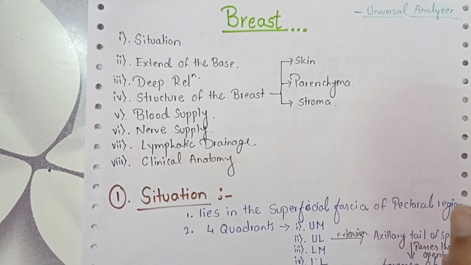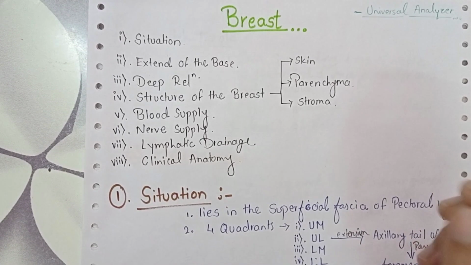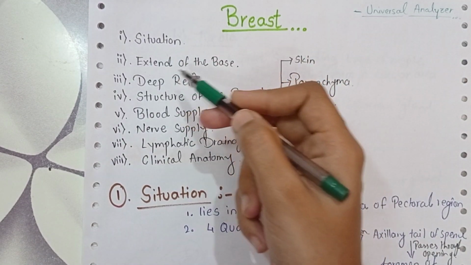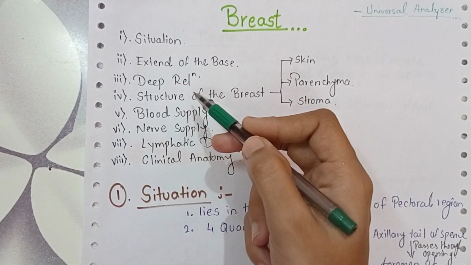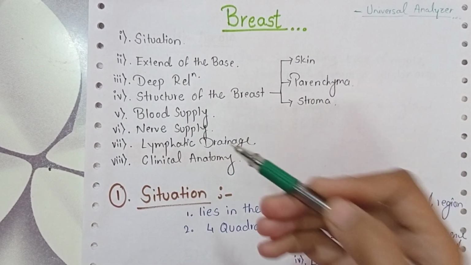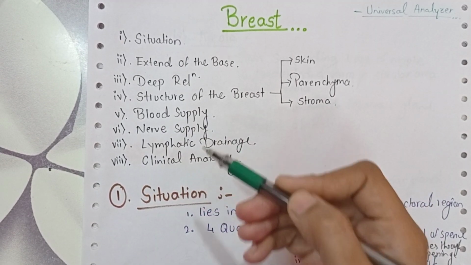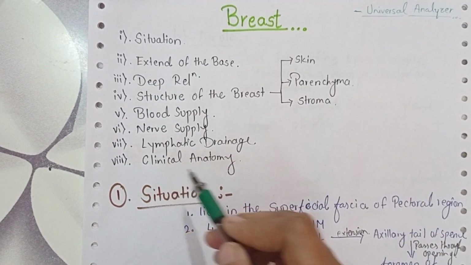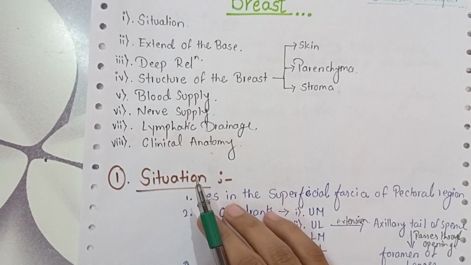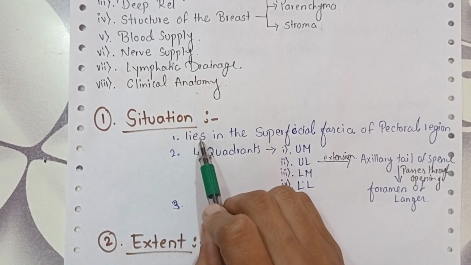Breast anatomy is covered under a total of 2 videos, whereas in this video we are going to cover the situation, extent, deep relation and the structure of the breast. In the next video we are going to cover the blood supply, nerve supply, lymphatic drainage and the clinical anatomy of the breast.